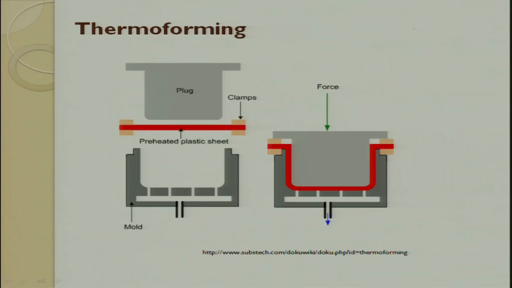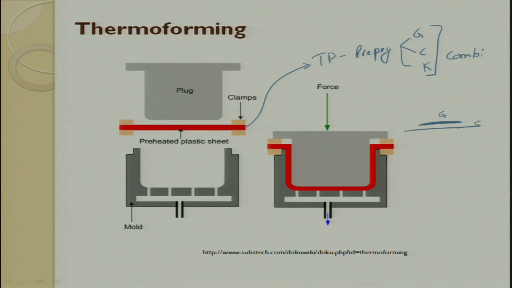So here you can see a preheated plastic sheet. This sheet is clamped. This is a thermoplastic prepreg made out of glass, carbon, Kevlar, or a combination. If you want, you can put glass fiber here, this is glass, this is carbon, you can also have one more glass layer, and then you can get the required output.